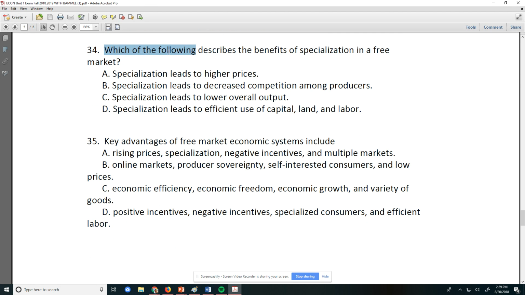34, which of the following describes the benefits of specialization in a free market? A, specialization leads to higher prices. B, specialization leads to decreased competition among producers. C, specialization leads to lower overall output. Or D, specialization leads to efficient use of capital, labor, and land.